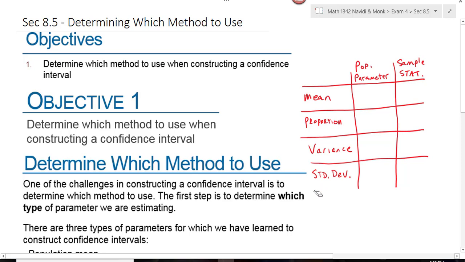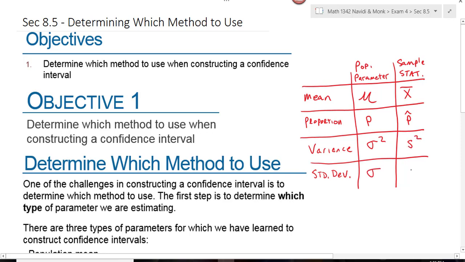Each one of these four measures has a population parameter associated with it that we're trying to estimate with a confidence interval, and we use the sample statistics in order to estimate it. The population parameter for the mean is mu, the sample statistic is x bar. The population parameter for a proportion is p, the sample statistic is p hat. The population parameter for a variance is sigma squared, a lowercase sigma, and the sample statistic is s squared.